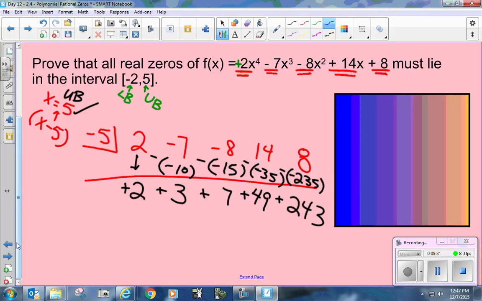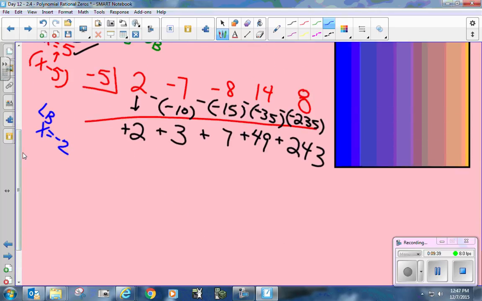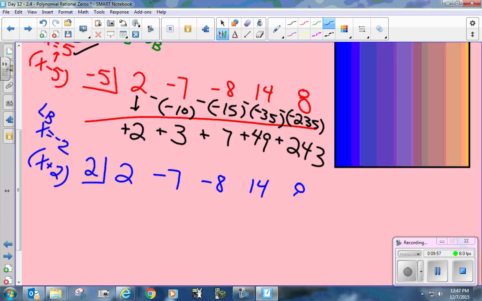If my lower bound is x equals negative 2, well, through division, I'm going to divide in the parenthesis or factor that negative 2 came from. I would have to have x plus 2 and t-bone and solve to get x equals negative 2. So my positive 2 is what I'm putting into my synthetic division problem. Using the same numbers. 2, negative 7, negative 8, 14, and 8.